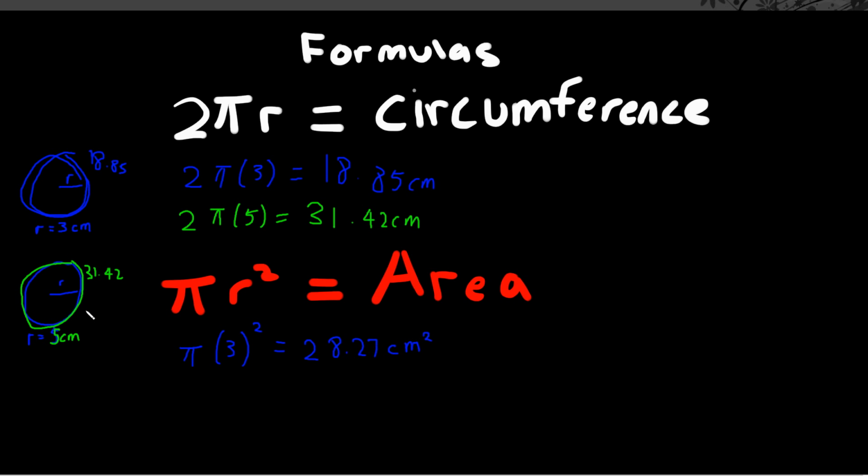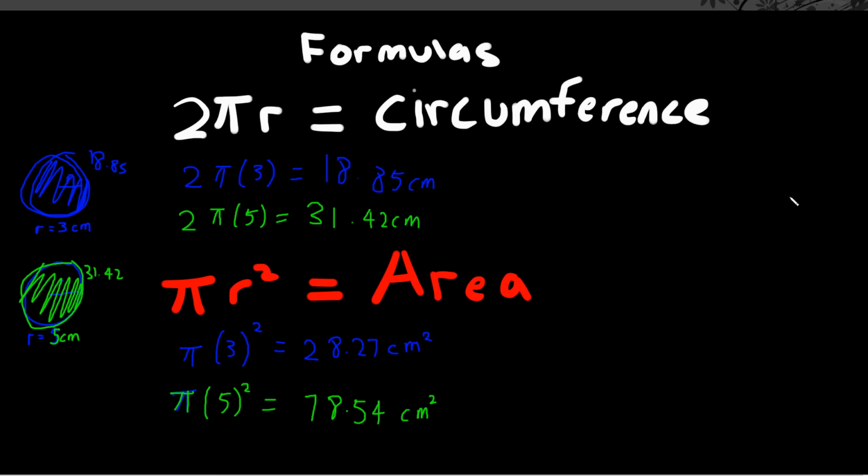For your other circle, again, pi r squared equals, type that in your calculator, 5 squared times pi, you would have gotten 78.54 square centimeters. So this would have calculated the area of your circle, the entire area.